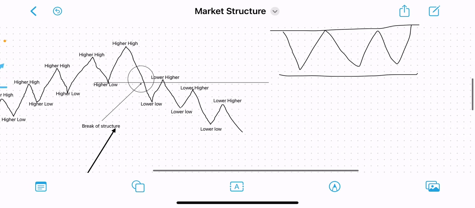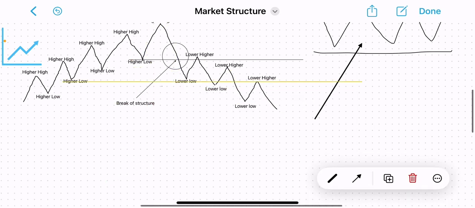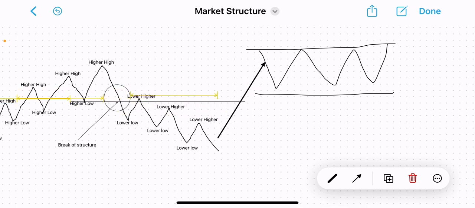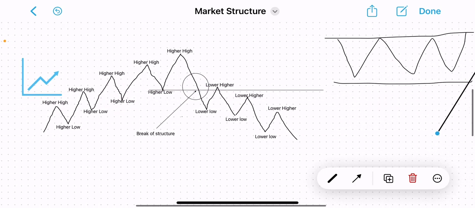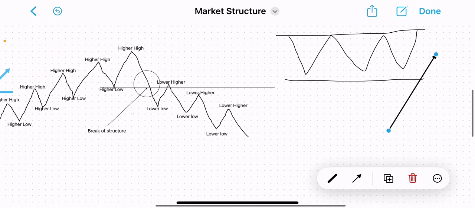It's not good for you to trade in this type of trend, because the market will be moving sideways. It's not moving either upwards or downwards. It's just staying in a range. This is called a ranging market. So it's always safe for you to trade trending markets and not trade ranging markets.